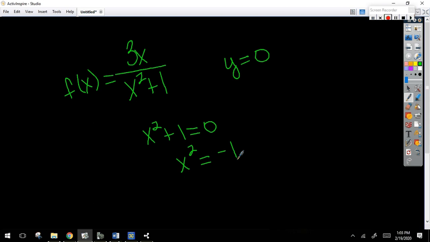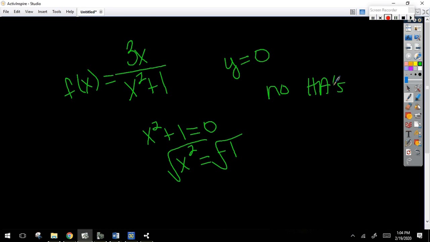What happens? Am I graphing any imaginary numbers here? No, I'm on a real number plane, not imaginary numbers. So I say there are no vertical asymptotes, and that's okay. Every graph does not have to have them. Y'all okay on that? Horizontal and vertical asymptotes?